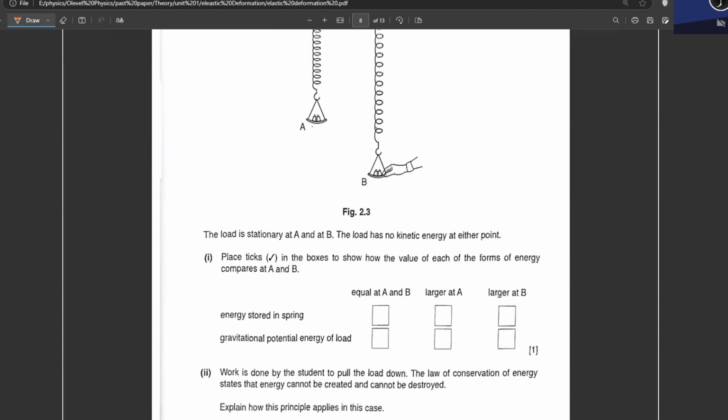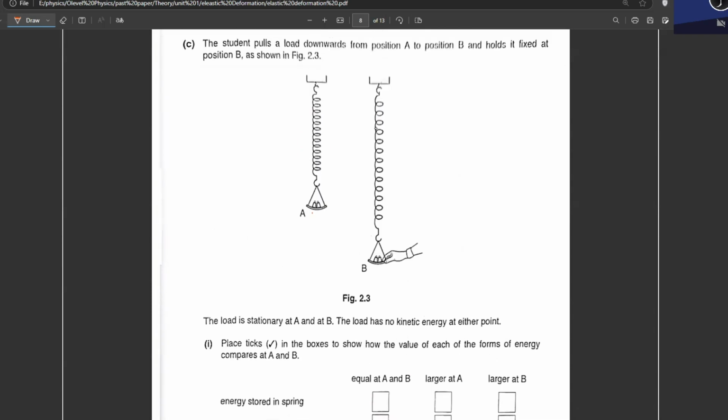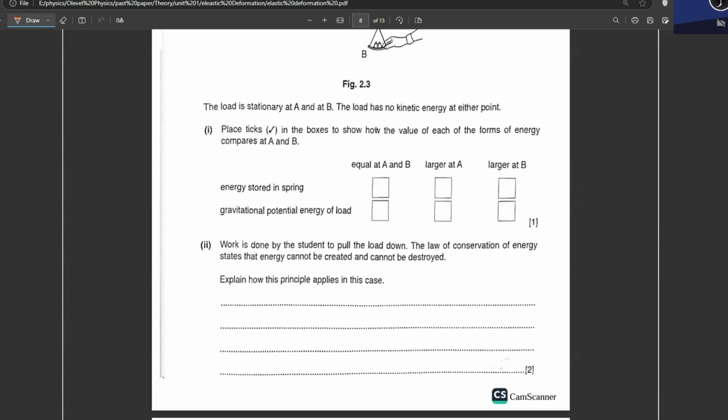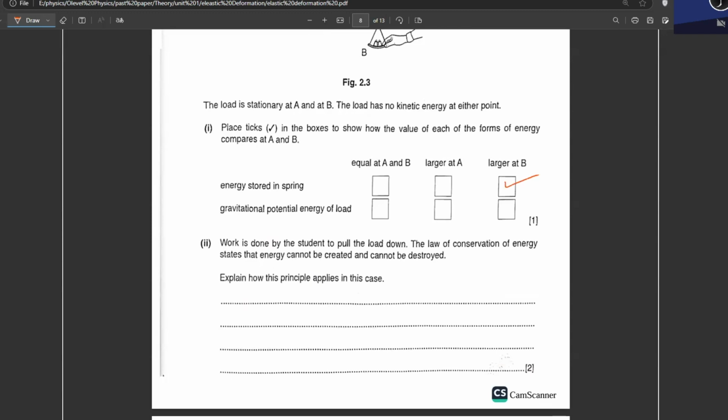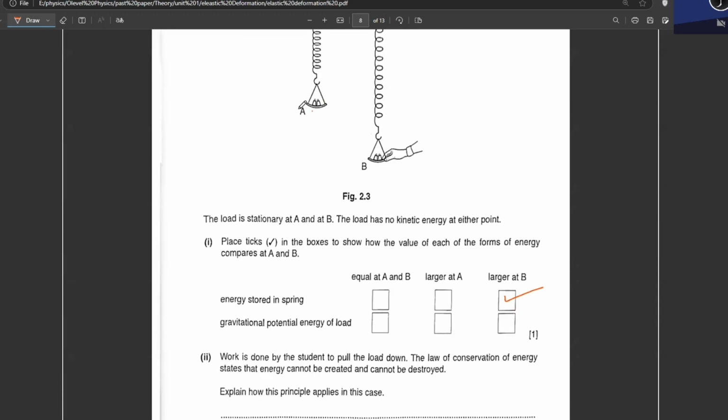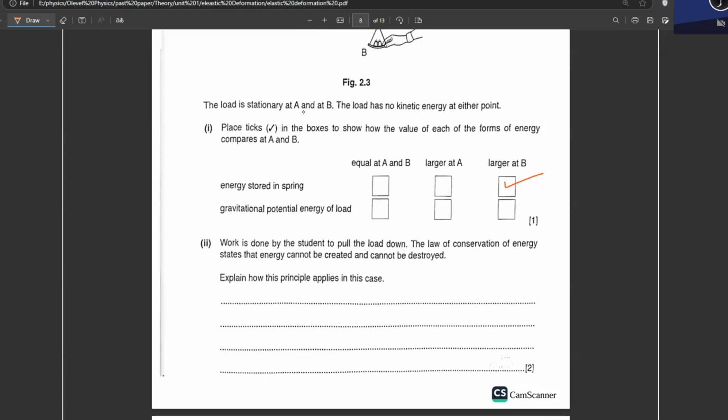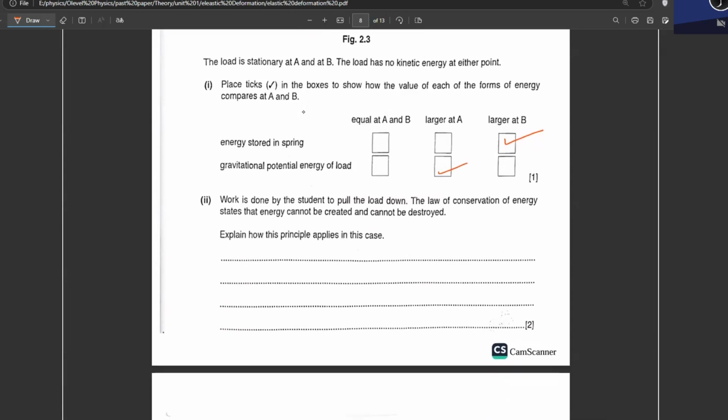Place ticks in the boxes to show how the value of each of the forms of energy compare at A and B. Can you see B is more extended? The spring at B is more extended. So obviously the energy stored in the spring at B will be larger. Can you see A is at a greater height? So the gravitational potential energy at A will be larger. Okay, let's further move ahead.